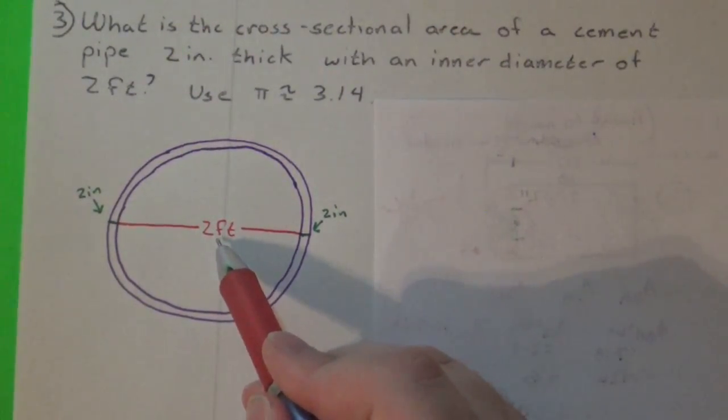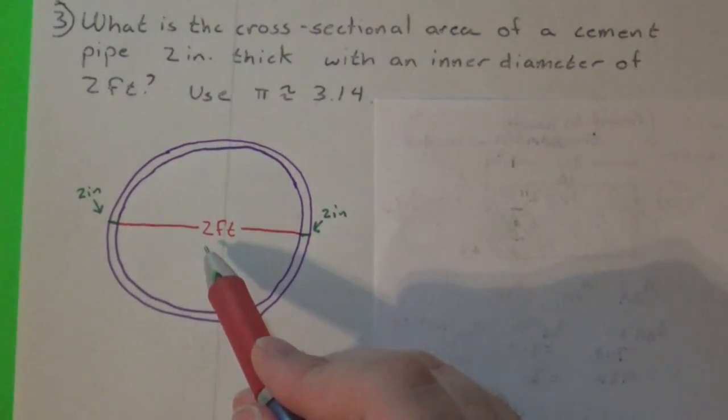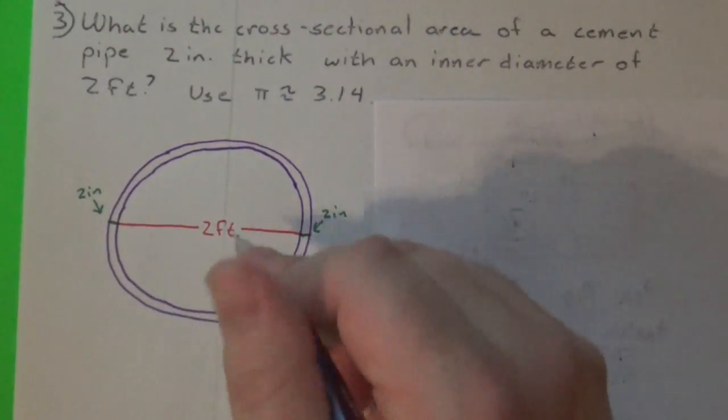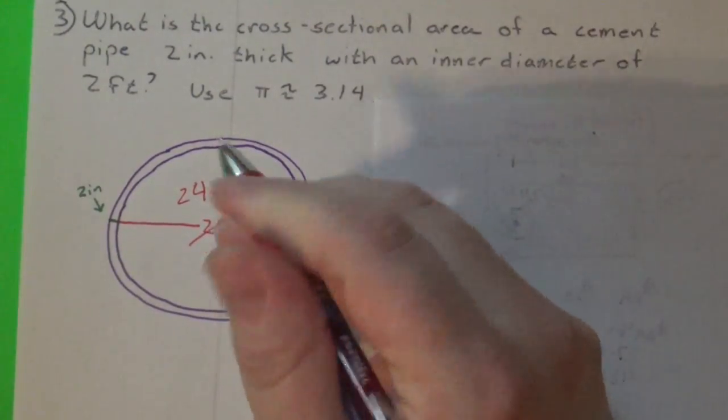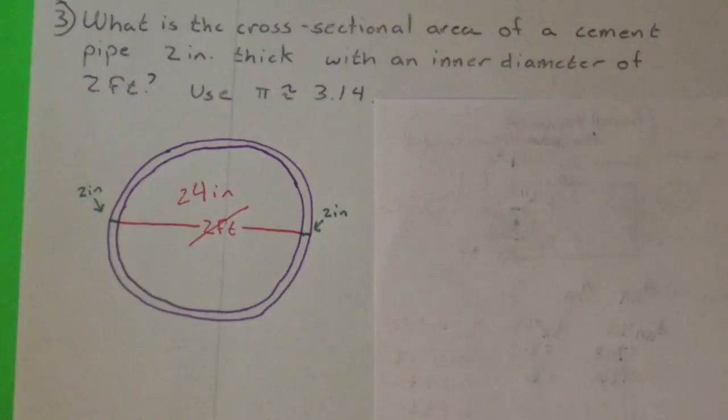And how do you do that? Well, recall that 1 foot is 12 inches. And since I've got 2 of them, that means that this is 24 inches. All right, so we just made our life easy.